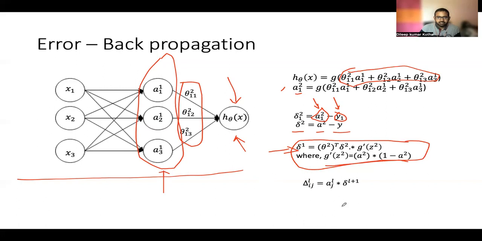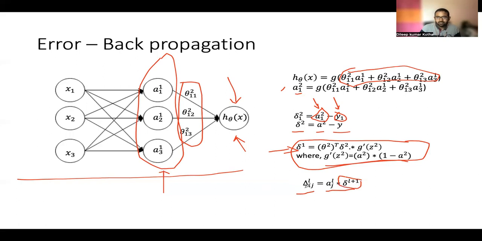Once we get the error value, the delta at a particular layer for the particular theta parameters ij is a^l_j, which is nothing but the activation node output for the particular neuron, multiplied by the error in the next layer. So the first thing is we need to calculate the error in the next layer.